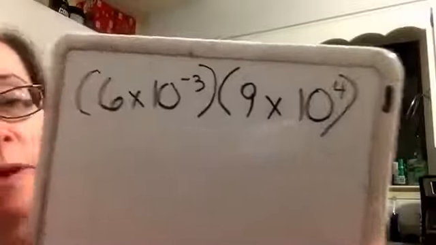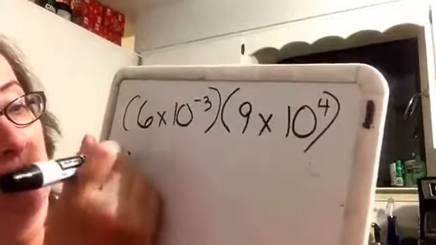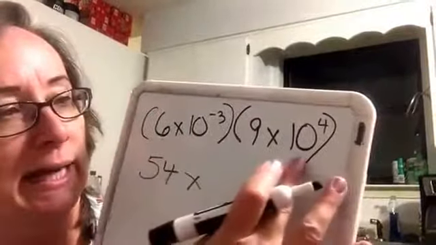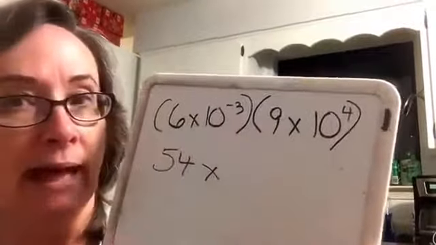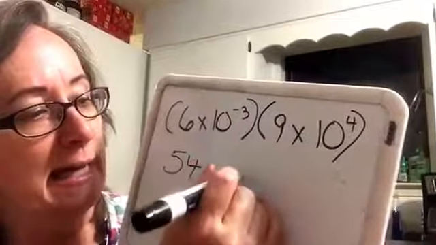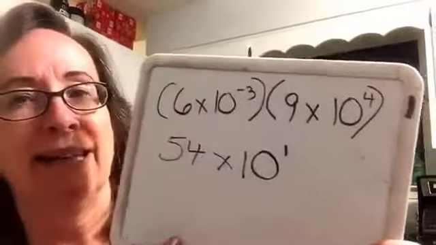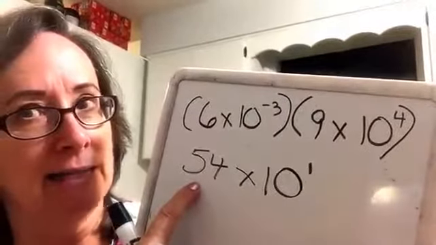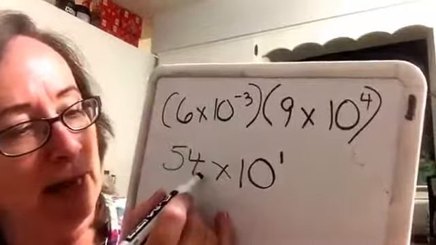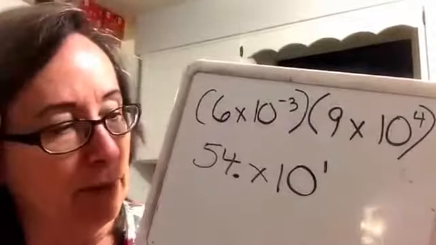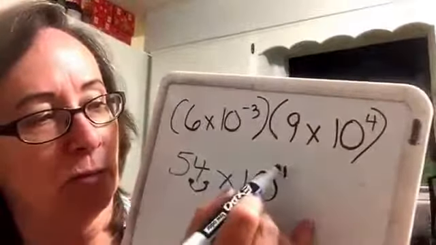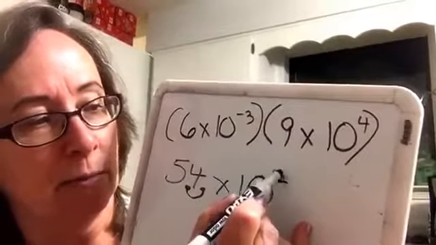So now we have another multiplication problem. We have 6 times 9 is 54, and we have a 10 to the negative 3 and a 10 to the 4. When we multiply, we add those exponents together, getting 10 to the 1. Now that's not in scientific notation because 54 is not less than 10. So here's my default decimal there. So I'm going to have to move this 1 to the left and move this 1 to the right. So it's going to move from 1 to 2.